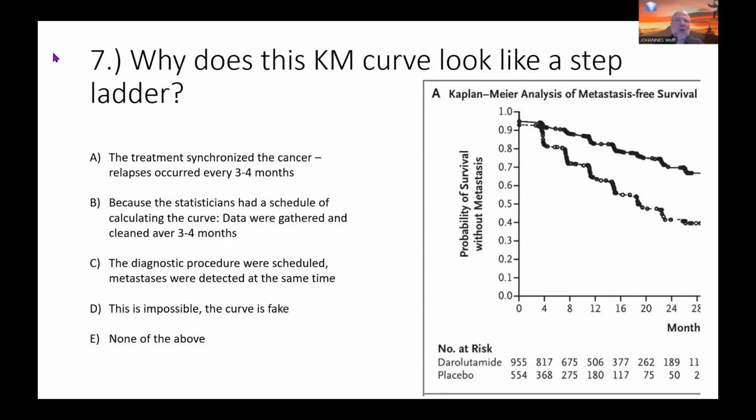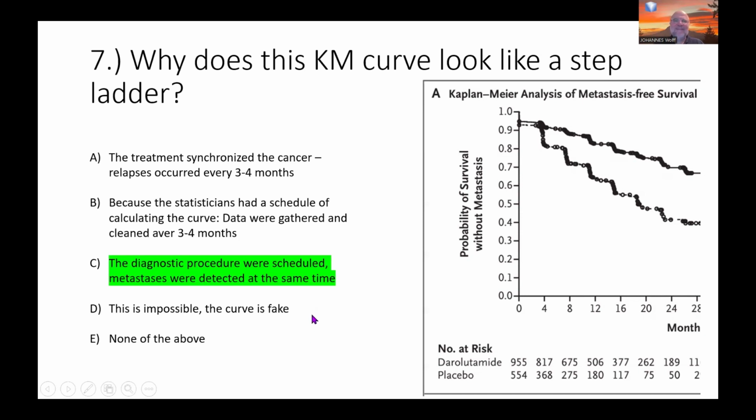Question 7. Why does this Kaplan Meier curve look like a step ladder? There are multiple answer choices. A, the treatment synchronized the cancer. Relapses occurred every 3 to 4 months. B, because the statisticians had a schedule for calculating the curve. Data were gathered and cleaned every 3 to 4 months. C, the diagnostic procedures were scheduled. Metastases were detected at the same time. D, this is impossible. The curve is fake. E, none of the above.